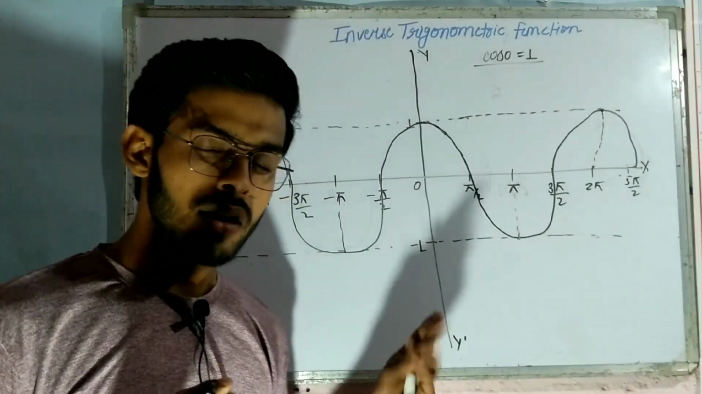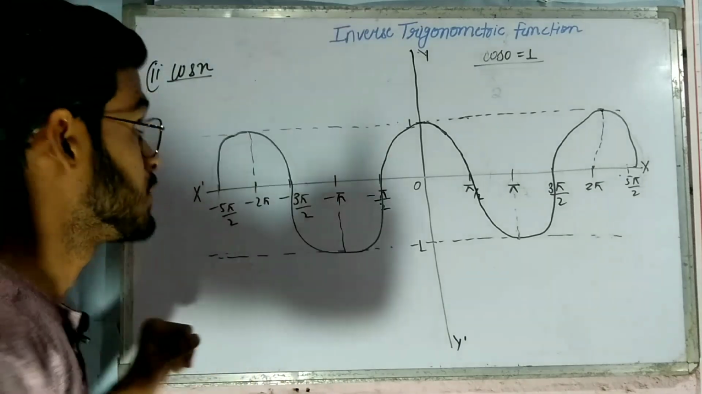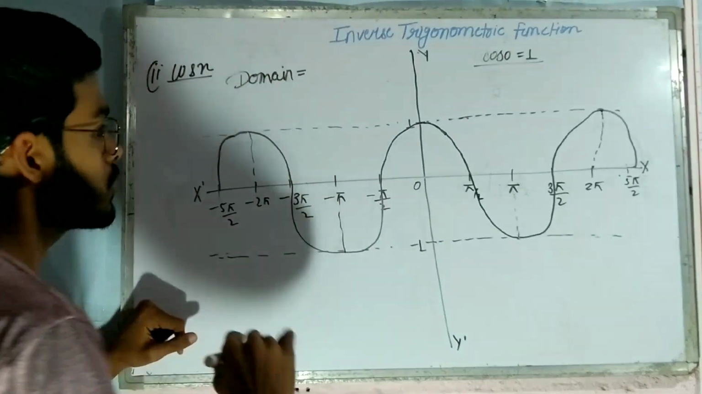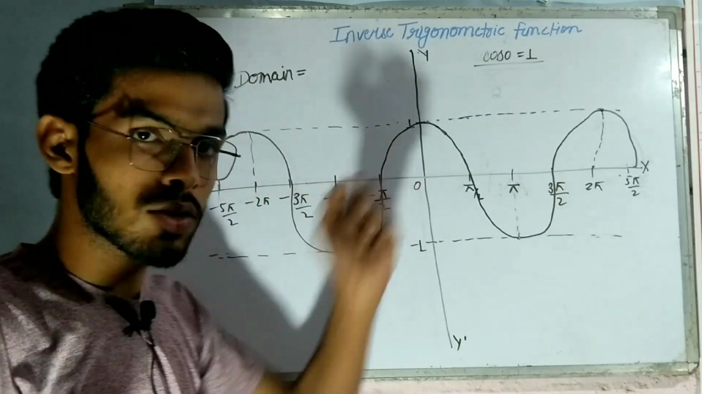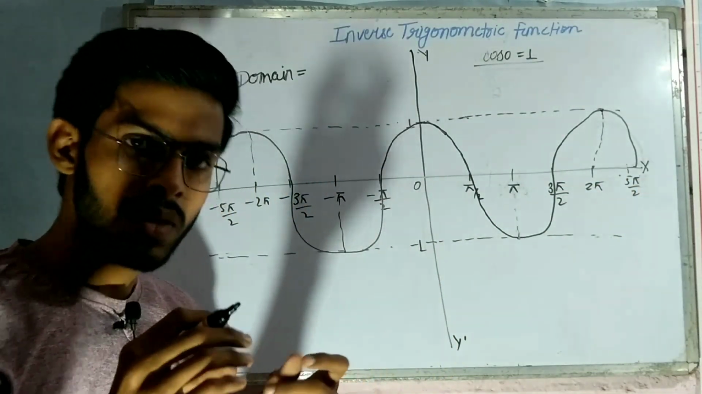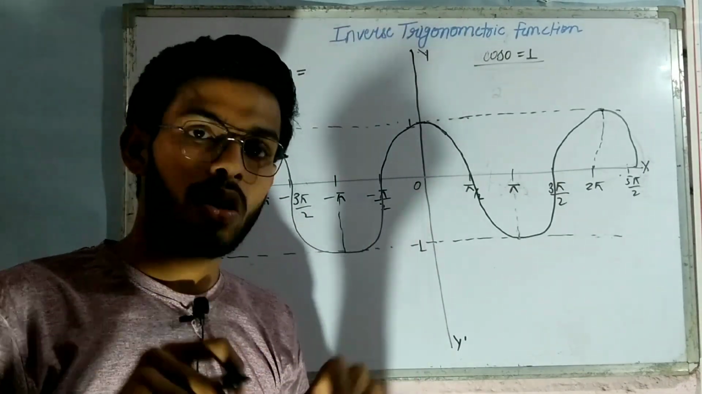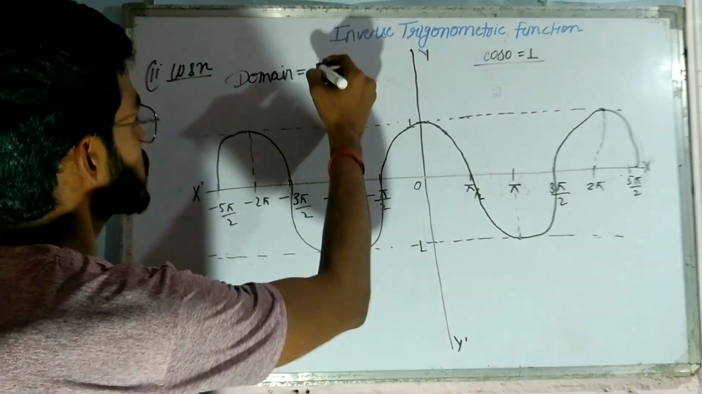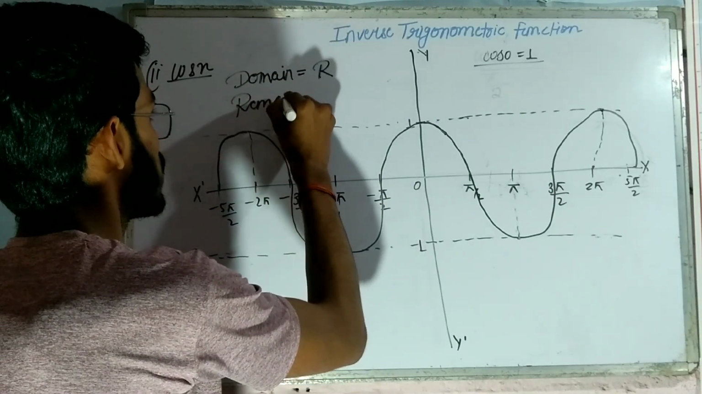I hope you can understand this graph, and now we see its domain and range. So what is the domain? The values which lie on the x-axis are the domain: pi by 2, pi, 3 pi by 2, 2 pi, 5 pi by 2. We know that the group of all numbers is the real numbers. So it includes all real numbers, and its domain is R.